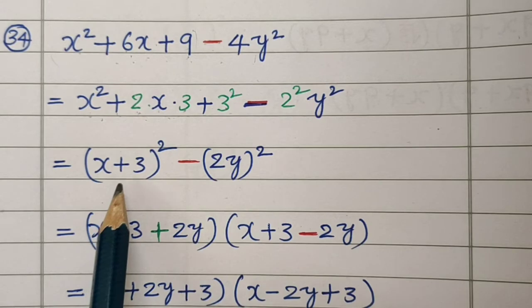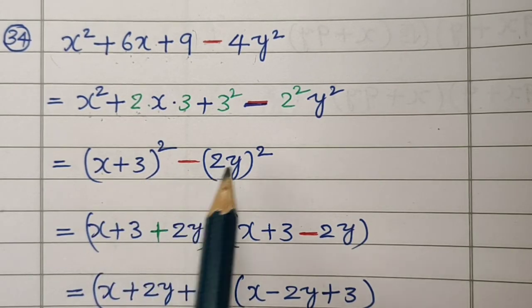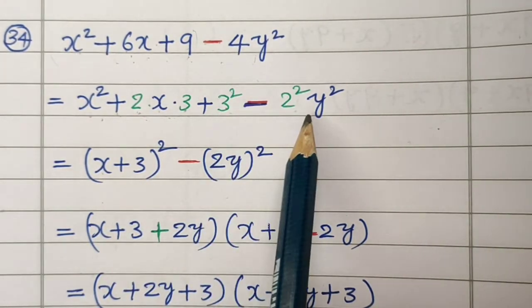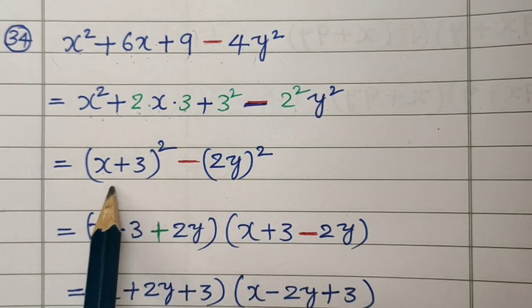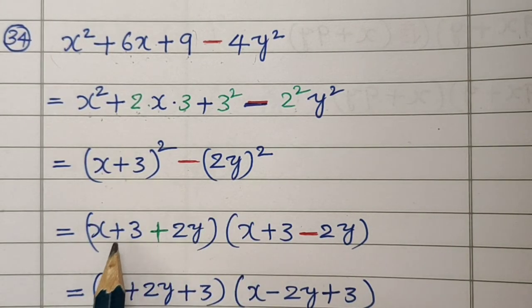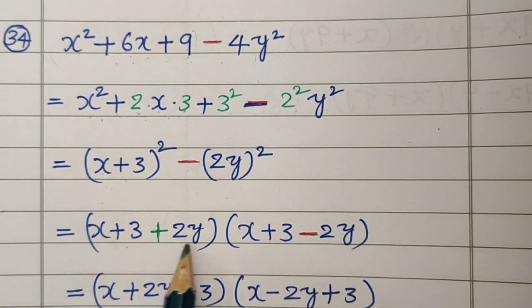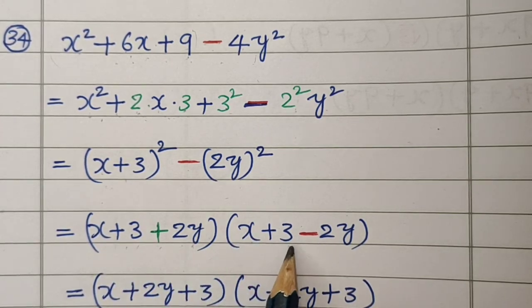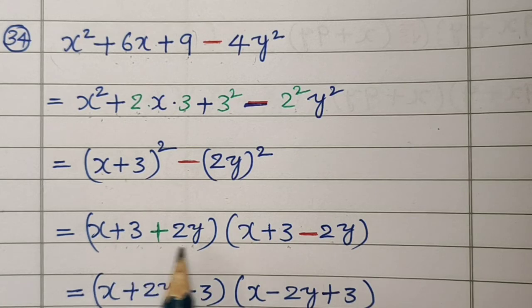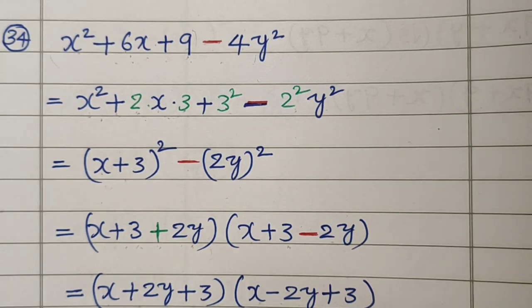This can be written as (x plus 3) whole square minus, this 4 can be written as 2 square, (2y) whole square. Now this is in the form of a square minus b square, which is nothing but a plus b into a minus b: x plus 3 plus 2y, x plus 3 minus 2y. You rearrange the positions: x plus 2y plus 3, x minus 2y plus 3.